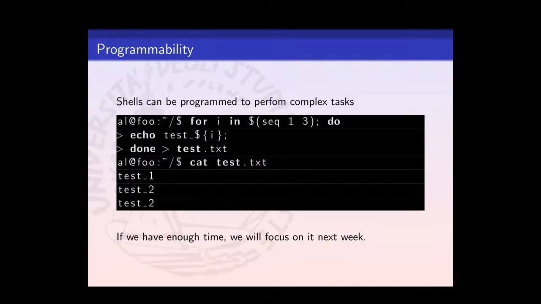The idea is that for every possible value of i, among those specified between in and do, and we will go back to that in a while, I keep repeating echo test underscore and the value stored in the variable i. So at each iteration of the for loop, i assumes a different value, and at each iteration I keep echoing test underscore and that value to the standard output.